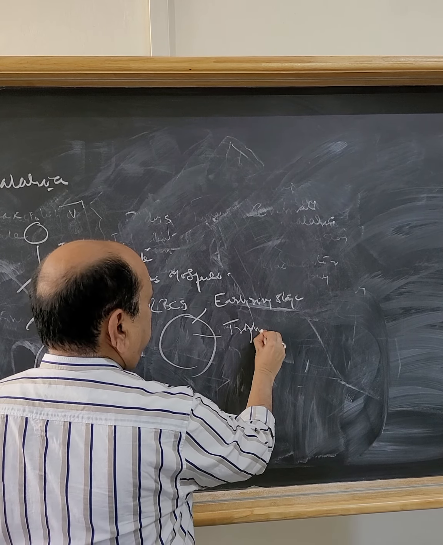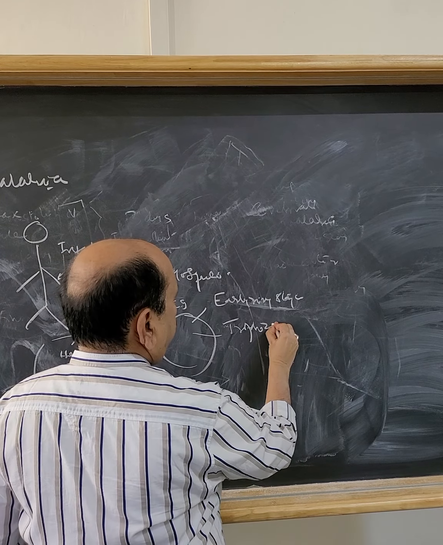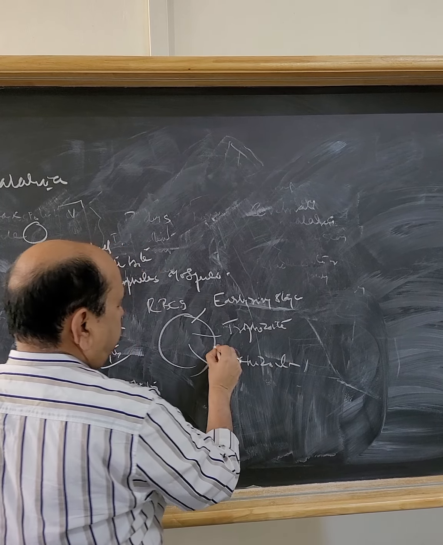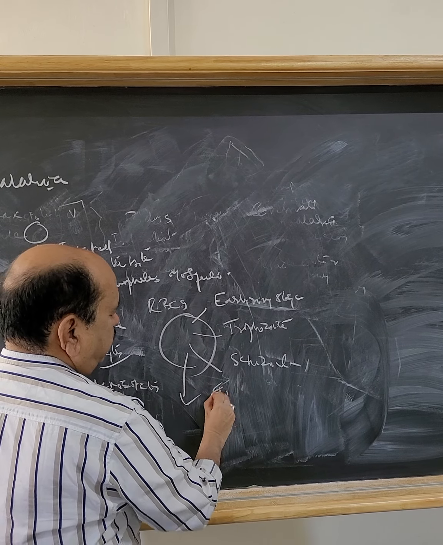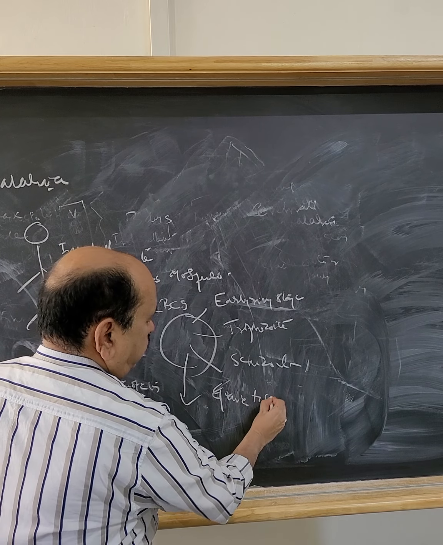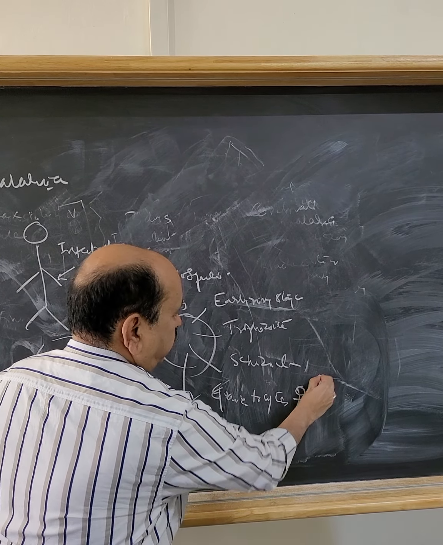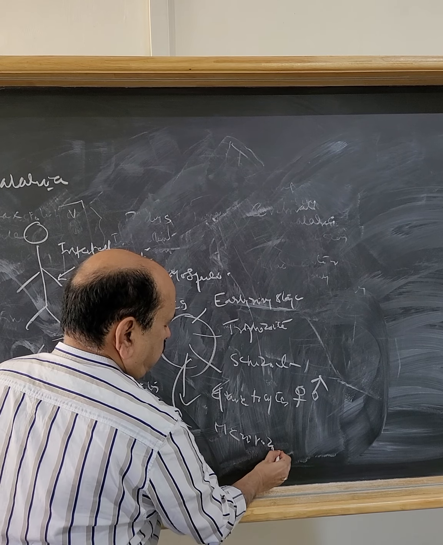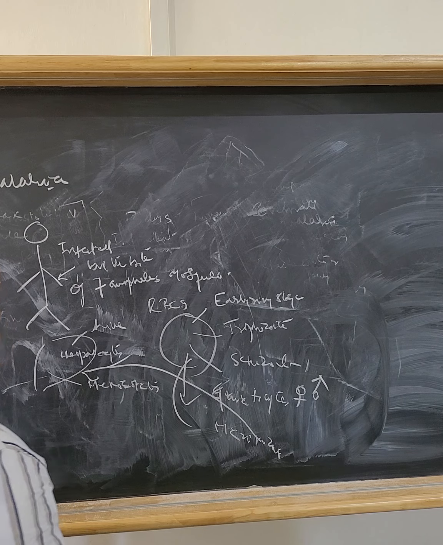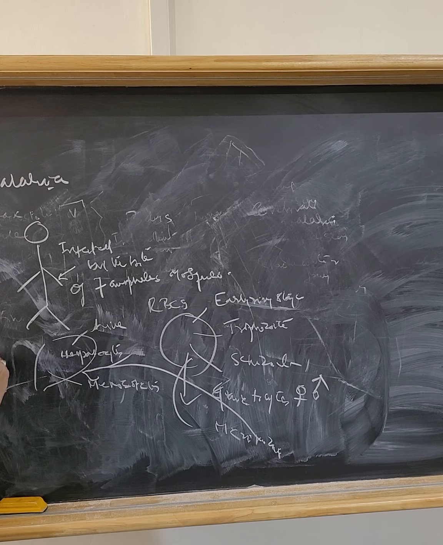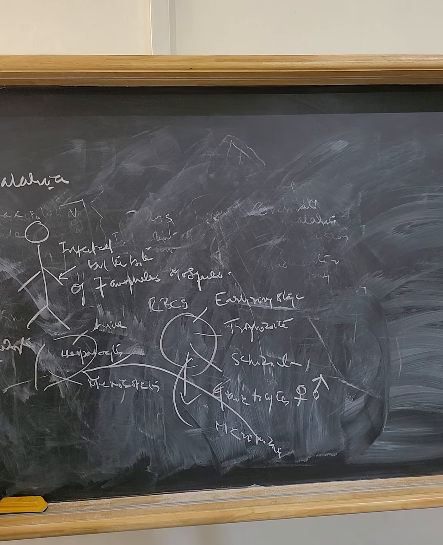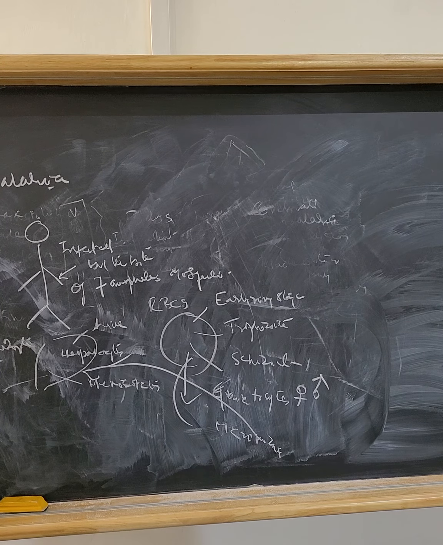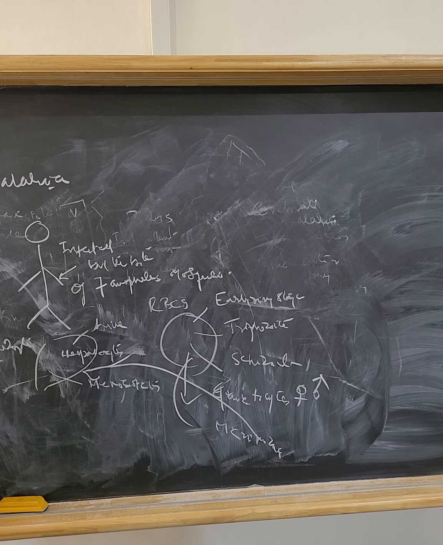Trophozoite, schizont, and the schizont bursts, giving rise to male and female gametocytes, and again merozoites. Some of the merozoites go back to the liver, where they sleep as hypnozoites, except in Plasmodium falciparum. There is no recurrence. Underline this. There is no recurrence in Plasmodium falciparum.